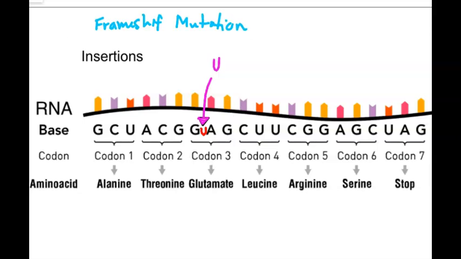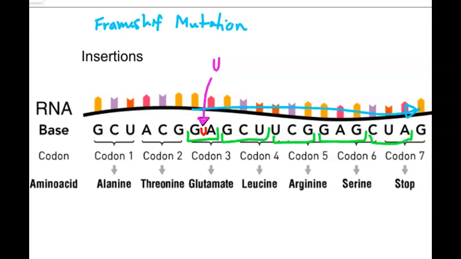Okay, this actually takes the frame of all of the codons and shifts them over to the right direction. What do I mean by this? Well, now we've reordered all of the codons. So it's GUA, GCU, UCG, GAG, and CUA. Now let's find out how this affects the amino acids.